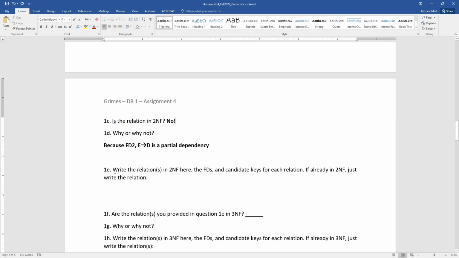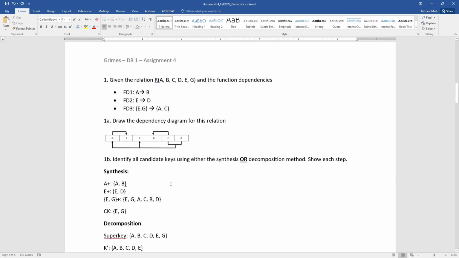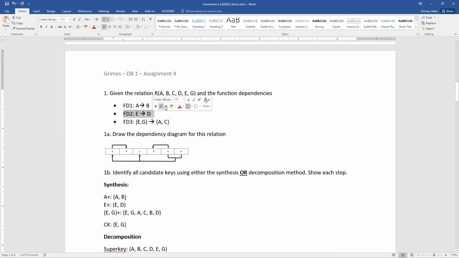And now question 1E asks us to write the relations in second normal form, identify the functional dependencies and candidate key or candidate keys for each relation. So the way we're going to get this from first normal form into second normal form is by taking this problematic undesirable functional dependency of E determines D and moving that out into a new relation, leaving the determinant behind in the original relation. And that determinant in the original relation is going to be a foreign key that refers to this attribute in the new relation.